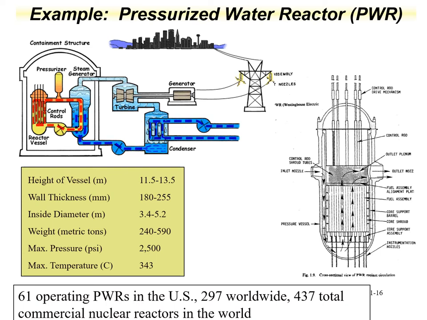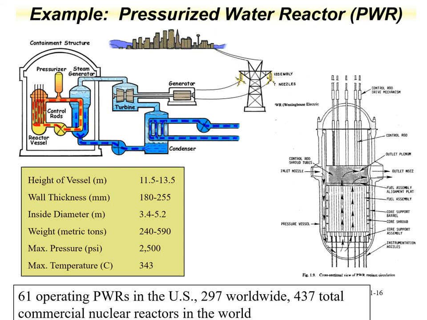Here's an example of an existing commercial reactor, a pressurized water reactor. The dimensions of the reactor are provided here. The vessel height is around 12 meters, wall thickness, the inside diameter, the mass, many metric tons, hundreds of metric tons. The maximum pressure that this operates under is 2,500 psi, and the water temperature is at 340 degrees. What happens in a reactor is that it produces heat. This heat is then transferred to another water loop. This water loop produces steam.